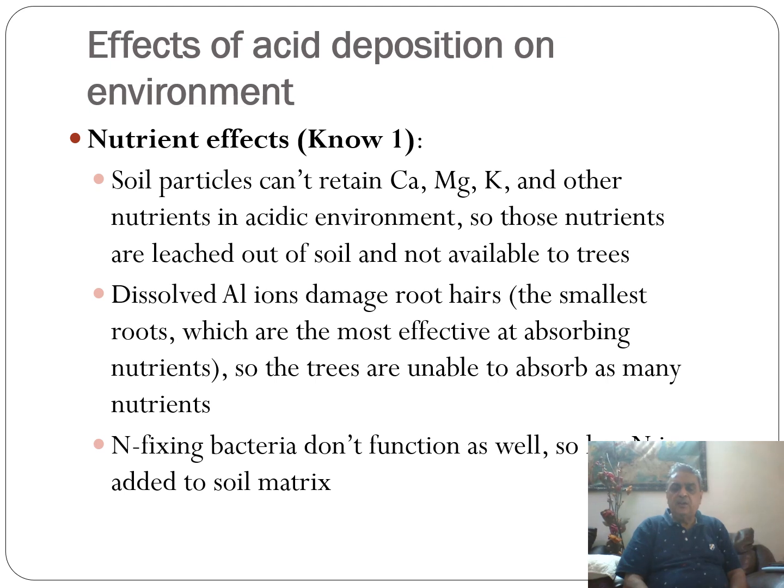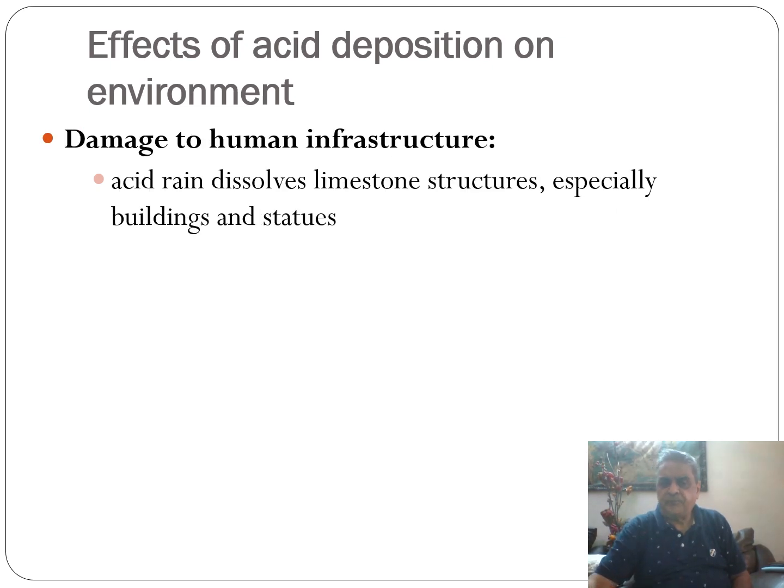Dissolved aluminum ions damage root hairs, the smallest roots, which are the most effective at absorbing nutrients. So the trees are unable to absorb as many nutrients. So it's important to have the nutrient balance in the trees. And nitrogen-fixing bacteria don't function as well. So nitrogen has to be added to the soil as nitrates. So you can understand the effect acid deposition can have on the environment, especially the nutrition which is there in the soil.